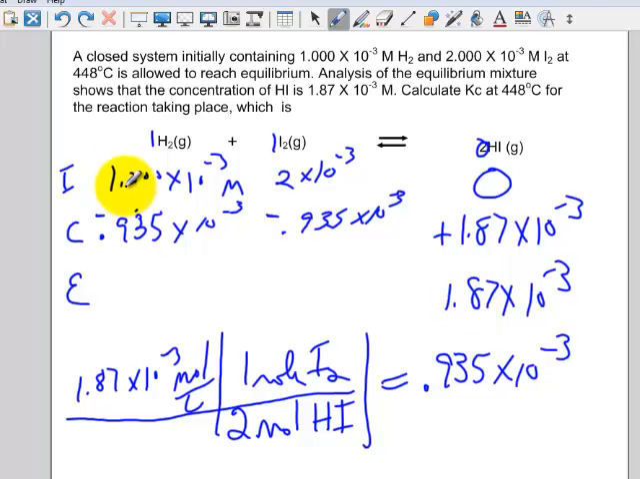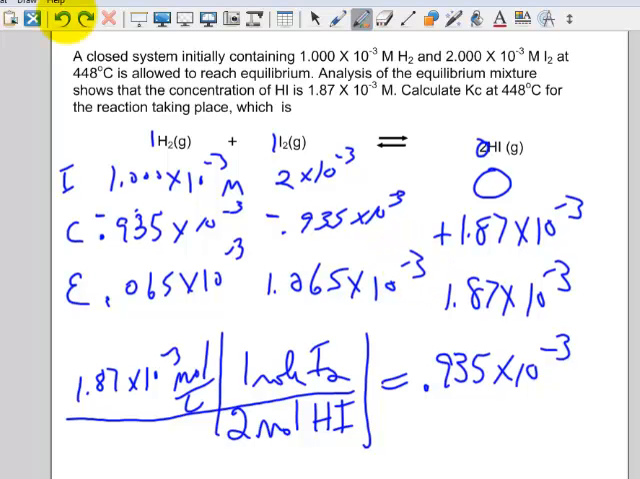So 1 minus 0.935 gives me 0.065 times 10 to the minus third. And also here, this one's 2 times 10 to the minus third minus 0.935 times 10 to the minus third, so that's 1.065 times 10 to the minus third. Oh look what I've got. I've got equilibrium values! Now that's a plug and chug, just like it was in the previous problem.